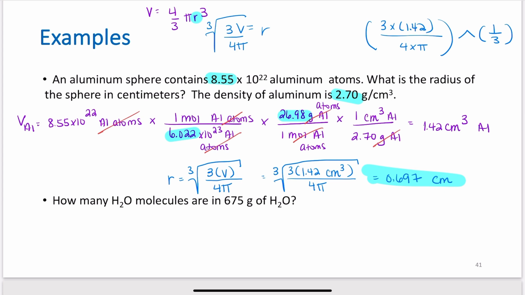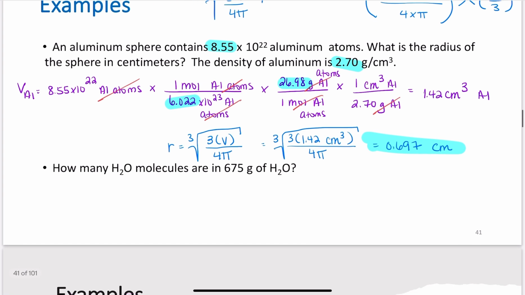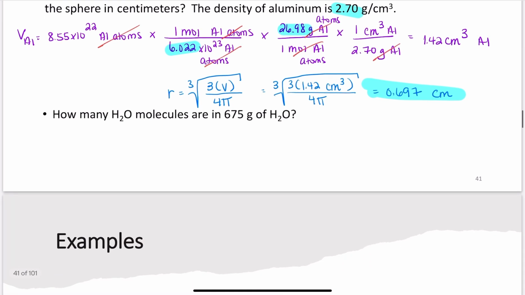Let's look at the next one. How many water molecules are there in 675 grams of water? I'm going to move this up just so I can read on the screen. First thing you need to do is the molar mass of water. I know I have 2 hydrogens and 1 oxygen. When I add this all up, I get 18.02 grams per mole for water.